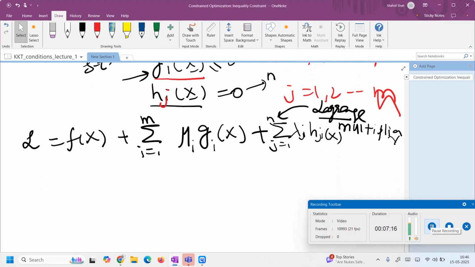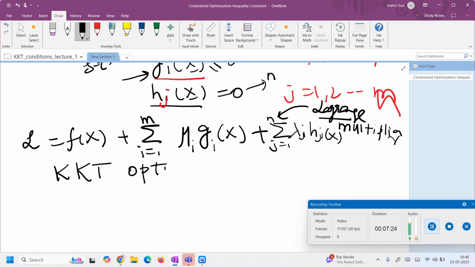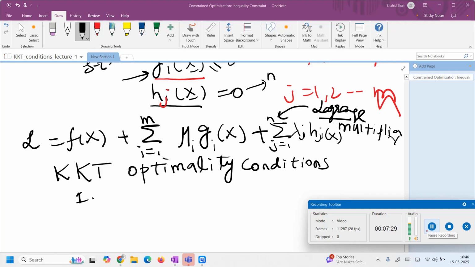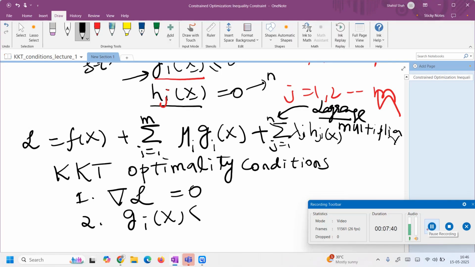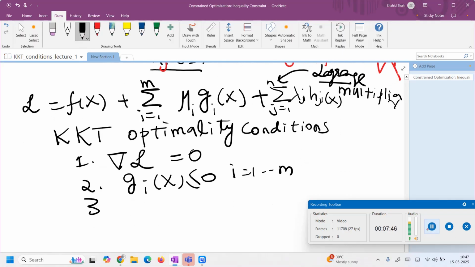We say that the solution for this optimization problem is given by the following, something called KKT optimality conditions. What are those? Number one is the same, that is the gradient of this L is equal to 0. Number two, the inequality constraint g i of x less than equal to 0, for i equal to 1 to m. And of course, before that, h j of x is equal to 0, the equality constraint, j equal to 1 to n.